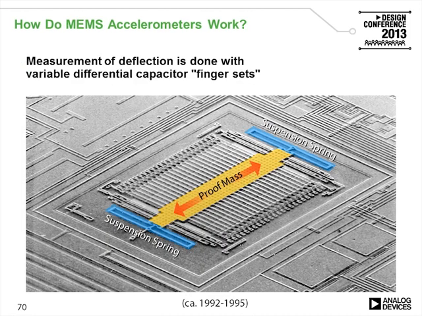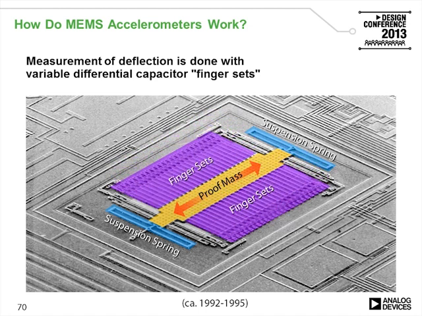Now, the way we measure the displacement is using sets of what are called fingers. These are interdigitated fingers. The proof mass has fingers that come out of it, and each proof mass finger is straddled by two fingers that are connected to the fixed reference or the substrate. And the proof mass finger, along with the two fingers that straddle it, form a pair of differential capacitors.